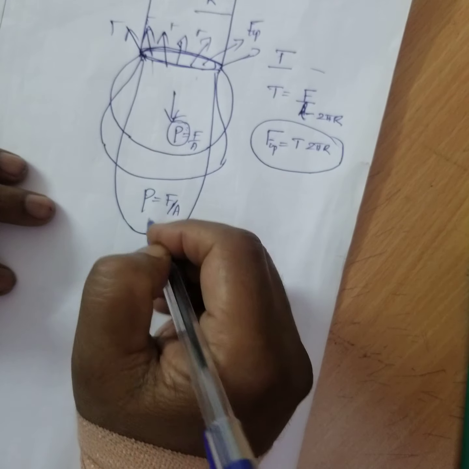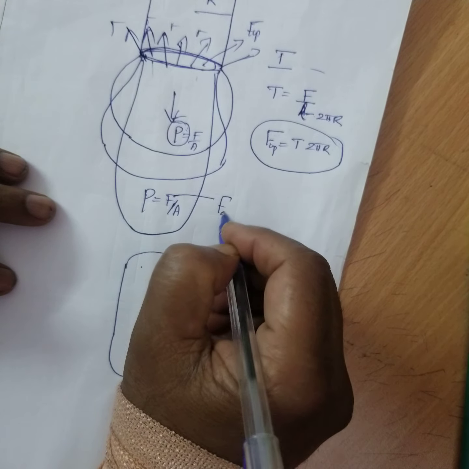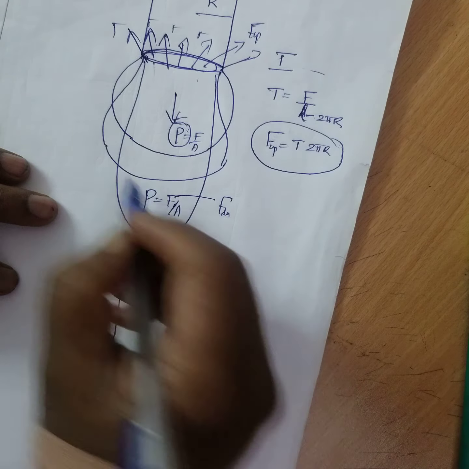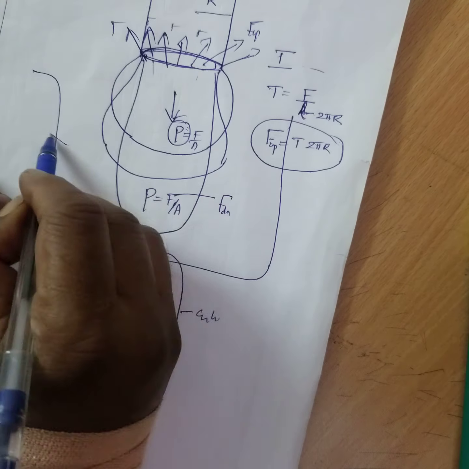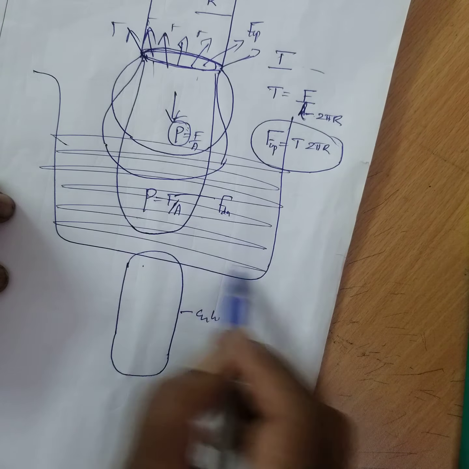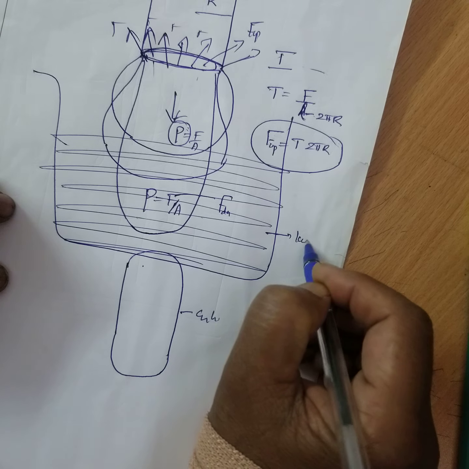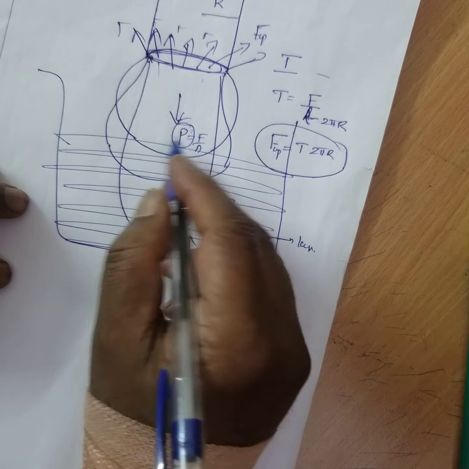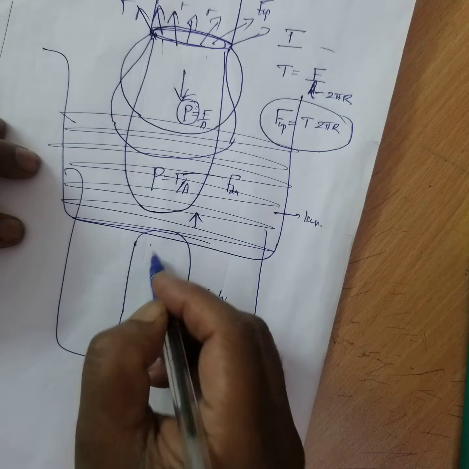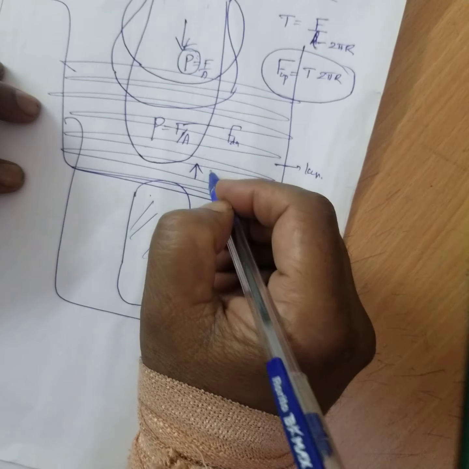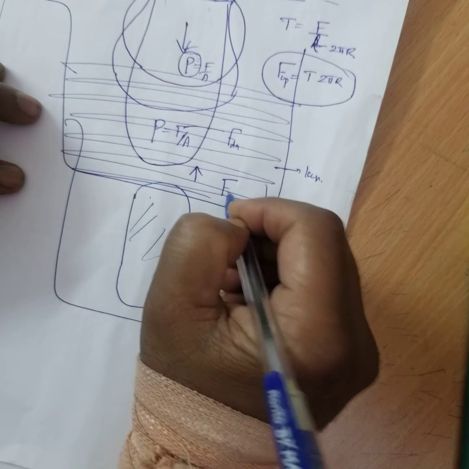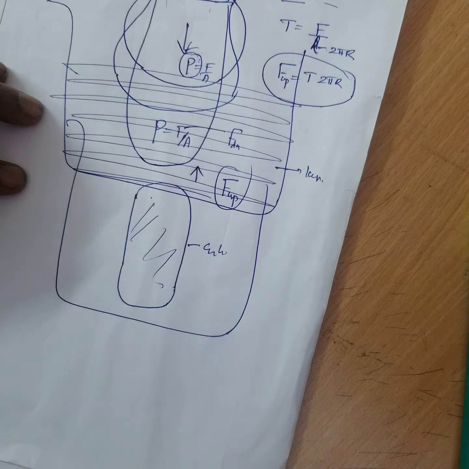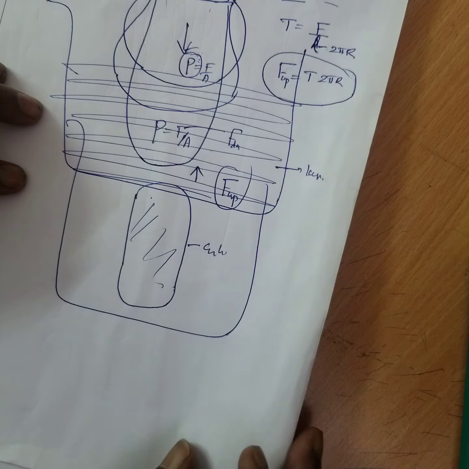Okay? This force is called the downward force, it is acting. At the same time, the drop is kept in the kerosene, is it not? Whenever the drop is kept in the kerosene, here what happens? There is an upward force. The upward force is also acting.